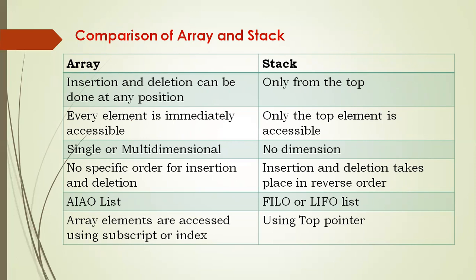In the case of array, directly we can access any element you like. But in the case of stack, only the top element is visible. Only the top element is accessible. Array can be one-dimensional, two-dimensional, three-dimensional, etc. But no such dimension is there for stack. In the case of array, there is no specific order for insertion or deletion. But in the case of stack, insertion and deletion always take place in reverse order. The elements are added in one order, while removing, they are removed in the reverse order. That's why we call an array an any in, any out list, whereas stack is first in, last out, or last in, first out.